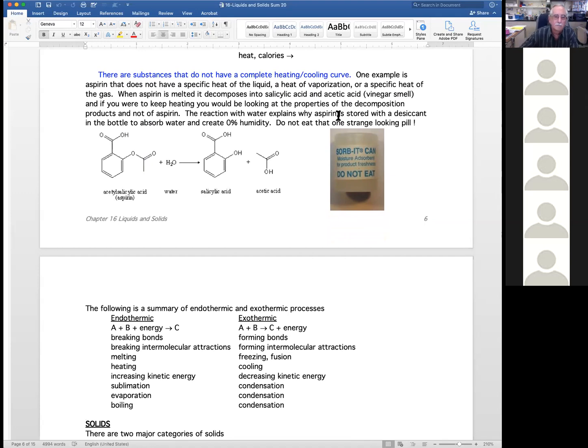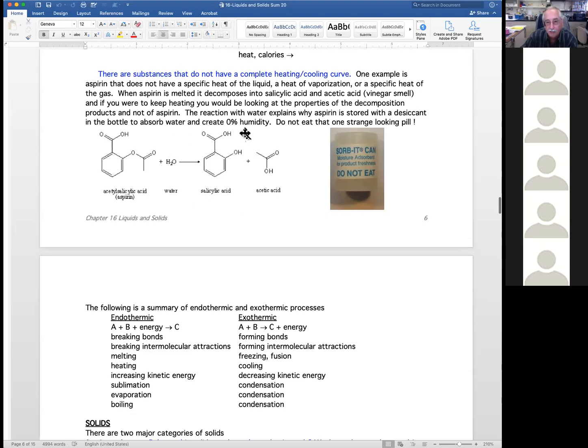You ever open up a bottle of aspirin and it smells kind of like vinegar? Well, here's what's happening. To make aspirin, they start with salicylic acid, which originally was found in the bark of a willow tree. So the willow was a very well-known tree because it could cure pain. We also found salicylic acid in the bark of mountain apple tree several years ago in Hawaii.